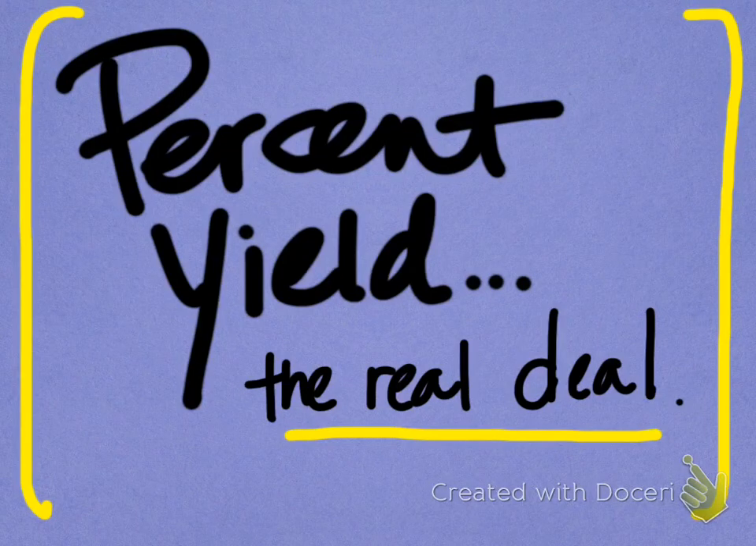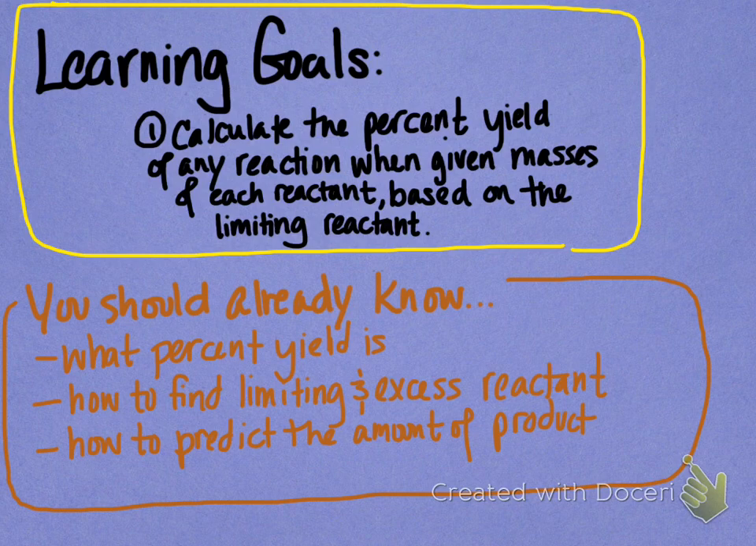This one, percent yield, the real deal. So, what you should know when you leave this video. You should be able to calculate the percent yield of any reaction when you're given the masses of each reactant, based on the limiting reactant. What you should already know coming into this: number one, what percent yield is, how to find the limiting and excess reactant, and how to predict the amount of product that's theoretically possible from a reaction.